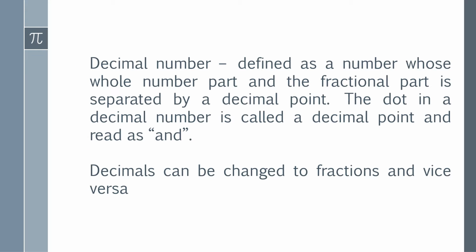A decimal number is defined as a number whose whole number part and fractional part are separated by a decimal point. The dot in a decimal number is called a decimal point and is read as "and". Decimals can be changed to fractions and vice versa.